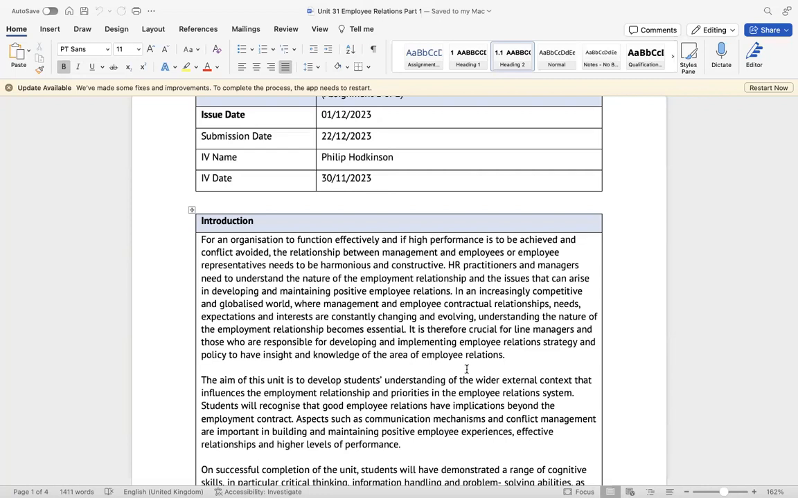So it's crucial for line managers and those who are responsible for developing and implementing employee relations strategy and policy to have insight and knowledge of the area of employee relations. That is why I keep saying this. I think I said this in the previous lecture as well. People management is such an important task. So people that are in high positions or leaders or the top cream of the management crowd, if they don't know how to manage people well, then the entire business model as a whole might collapse.